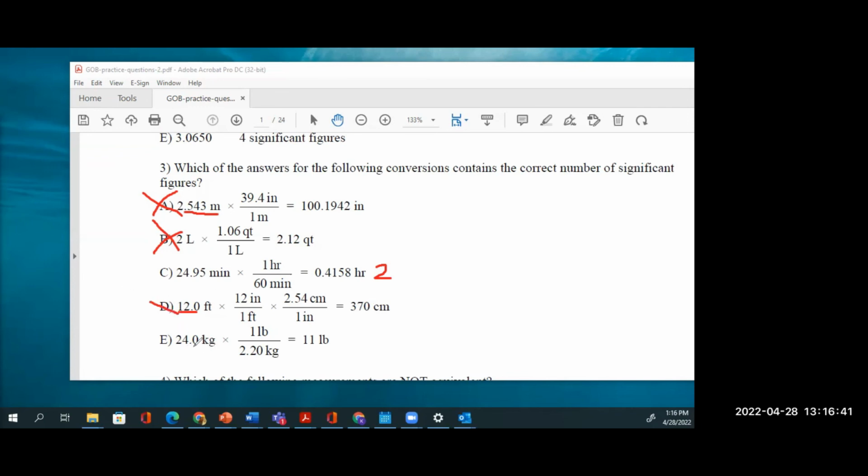And then this one has how many sig figs? 3 sig figs. And then this has how many sig figs? 2. So we know that this one is incorrect. So the correct answer is C.